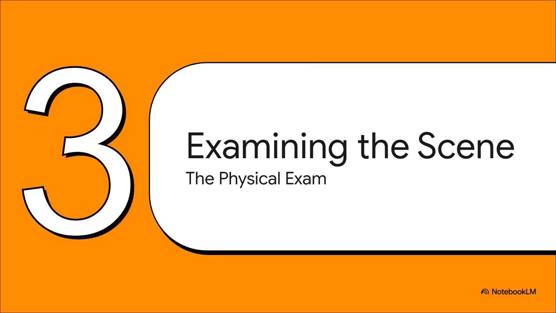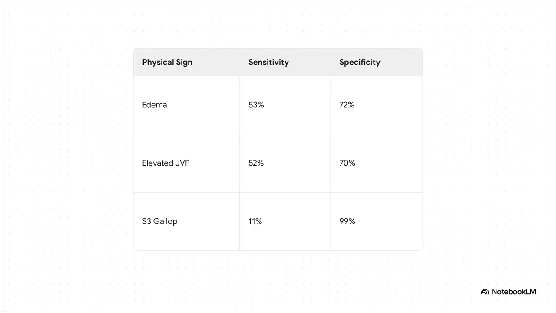So, we've gathered our testimony. Now it's time to examine the scene. The physical exam is where we look for hard, objective evidence to back up the patient's story. We can use the exact same framework here. Swelling or edema is pretty common, but not super specific. An elevated jugular venous pressure, the JVP, that's a much better clue.